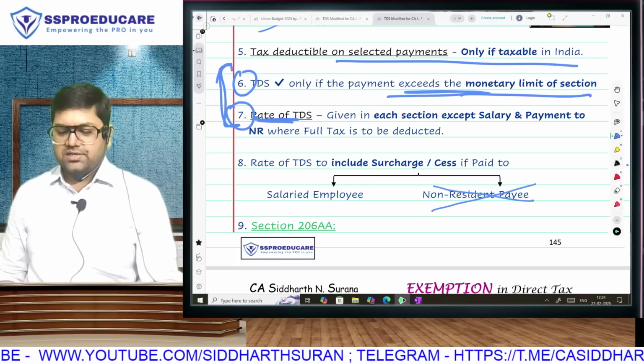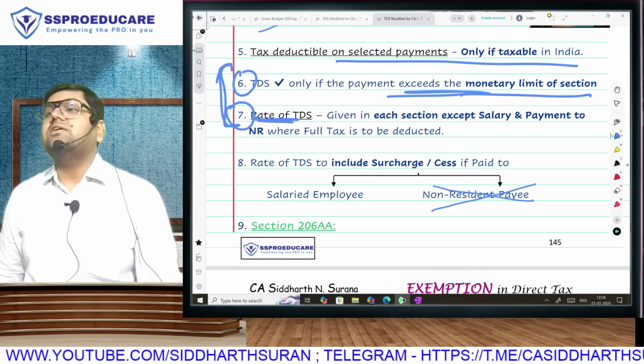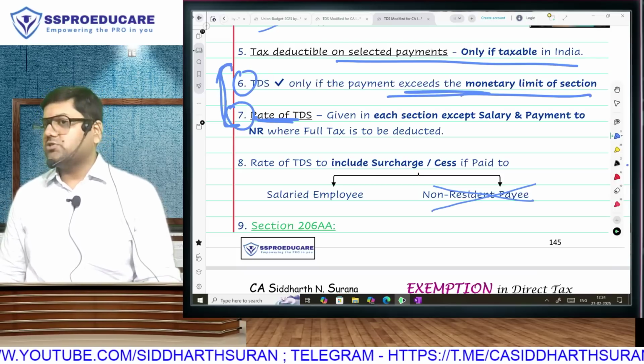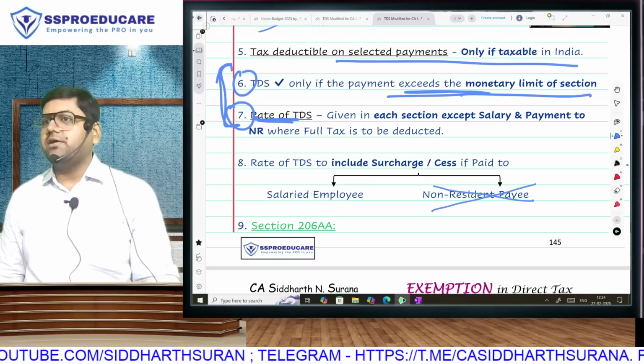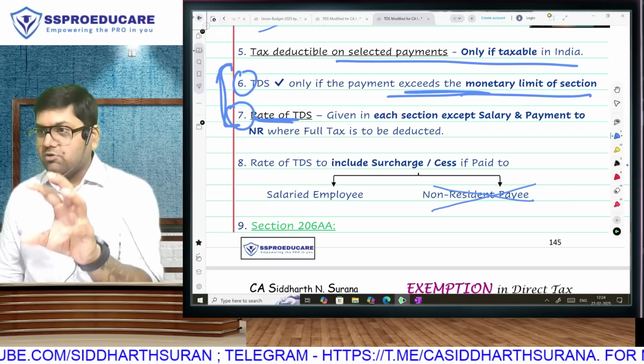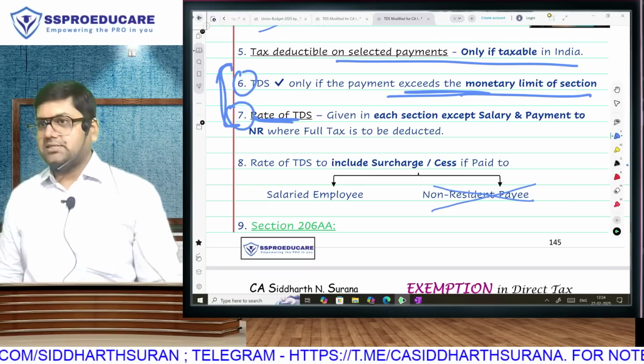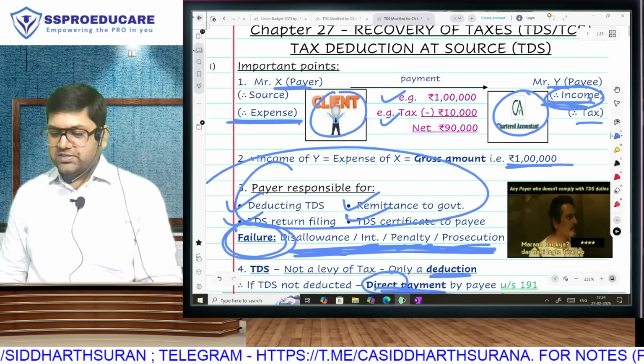Okay. The next question is, should we include surcharge and cess while deducting TDS? So supposing the section says 10% TDS. So should we deduct 10,000 or 10,000 plus cess is the question. This is professional fees only.